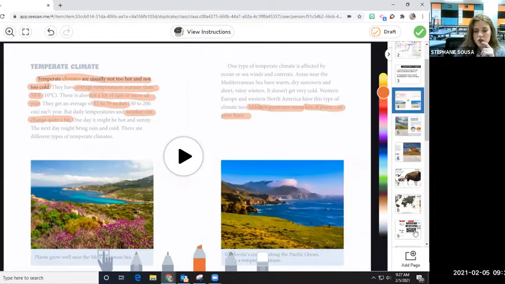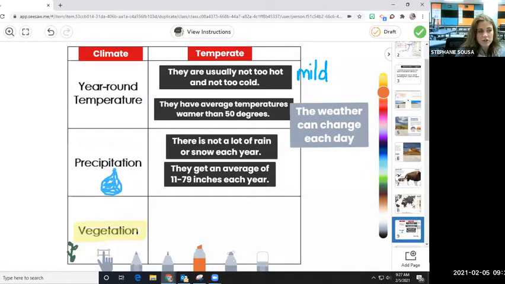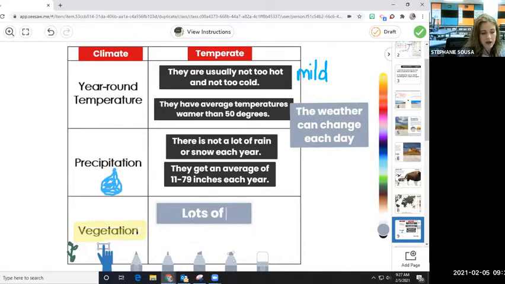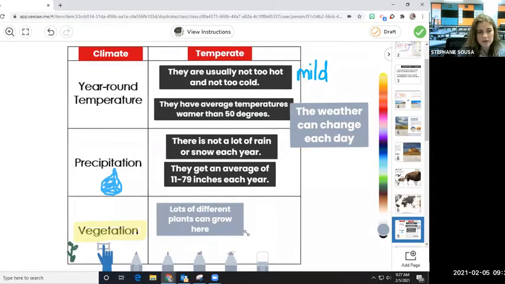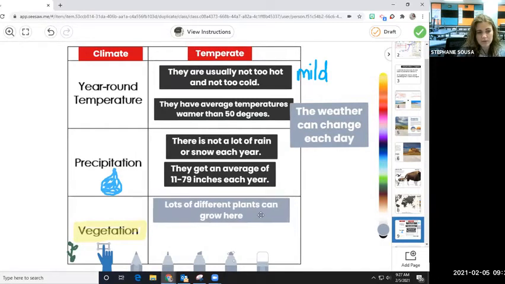Let's go ahead and check that out on slide 9 and type that. Vegetation. Down here we have lots of different plants can grow here. I'm going to make that a little bit smaller so that it fits inside of my box. Lots of different plants can grow here.